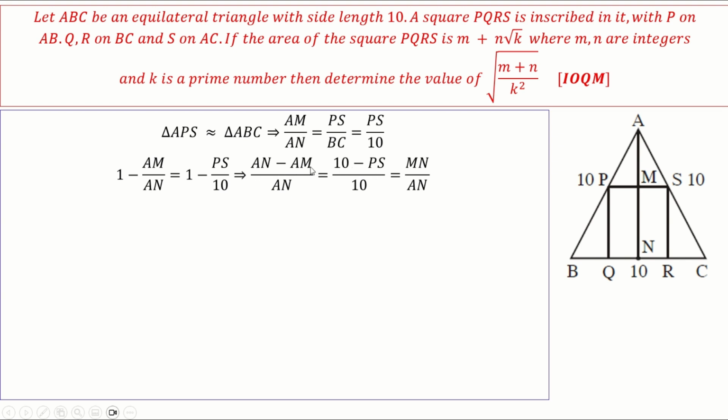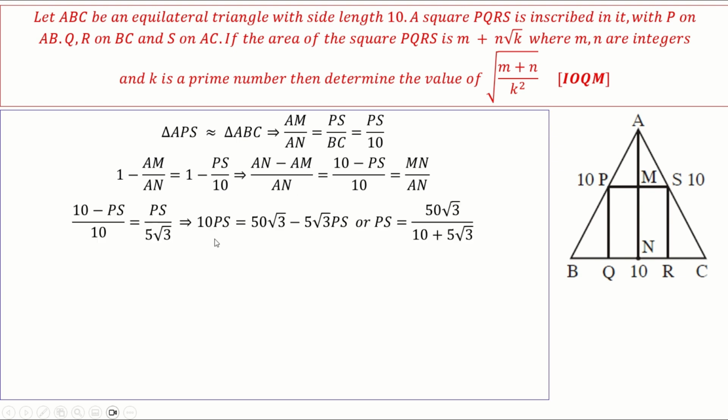Okay. Now, if you see AN minus AM, which is nothing but MN. So, MN by AN. MN is nothing but PS again, same. MN and PS are same, right? Because it's a square. So, now we got everything into a single equation. Okay. (10 minus PS) by 10 equal to PS by AN, and AN is 5 root 3 because the side is 10. So, the altitude will be 5 root 3. Now you simplify this one, you will get the value for PS. PS is equal to 50 root 3 divided by (10 plus 5 root 3).